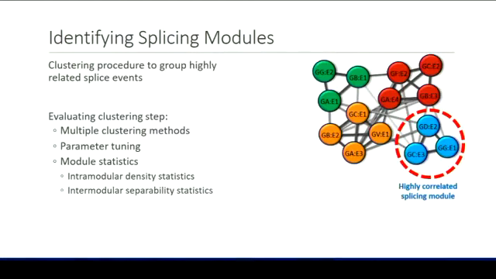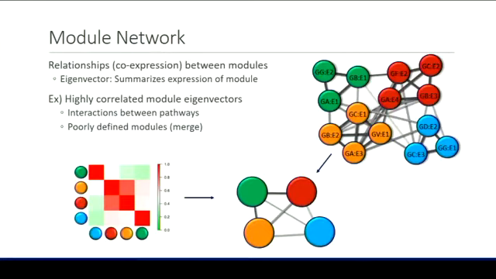One way we can evaluate how well our clustering performs is by using module statistics. For instance, we can look at intramodule density, how tightly connected each node is within a module, and also intermodule separability statistics, where we can see how separated the modules are from each other, as a means of evaluating our clustering procedure and the parameters that we used. So what this does is essentially form a module network, where we can now look at the relationships between modules rather than just individual nodes.